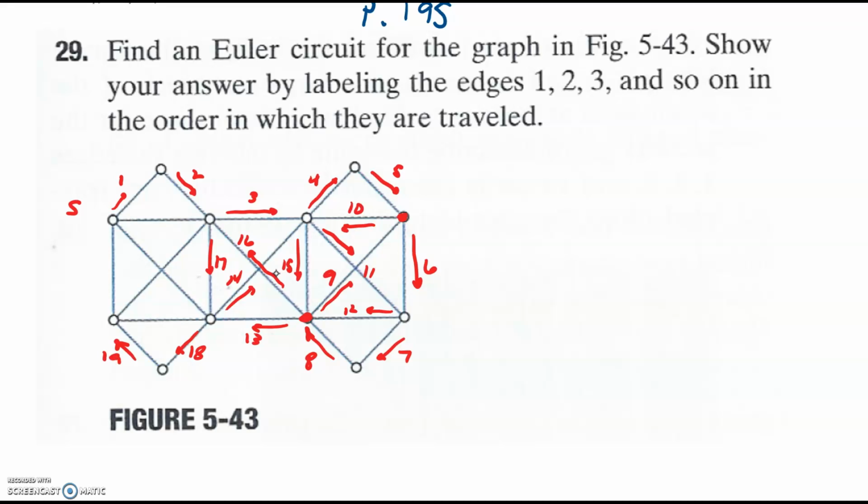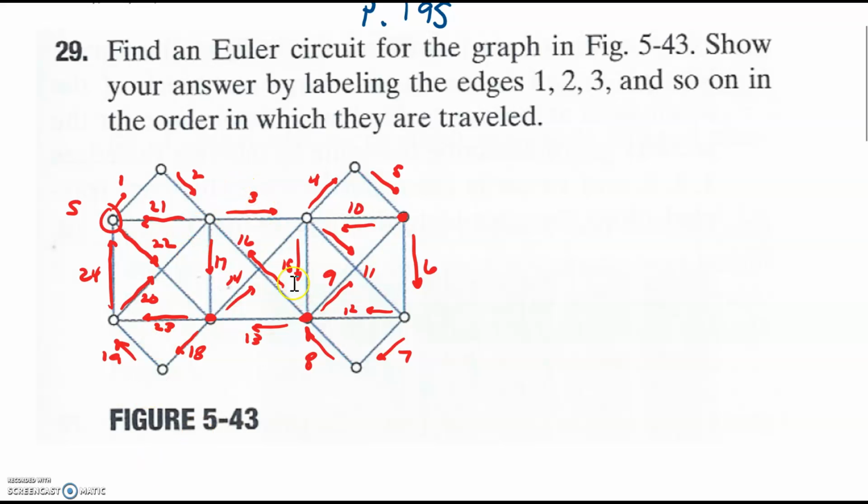19. I will go diagonal up for 20. I will go across for 21. I will go down for 22. That leaves me back here. I'll go across for 23 and then back up for 24. Notice I started and stopped at the same spot, making this my Euler circuit.